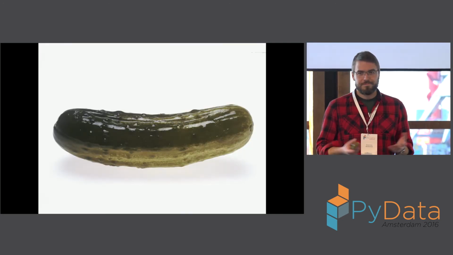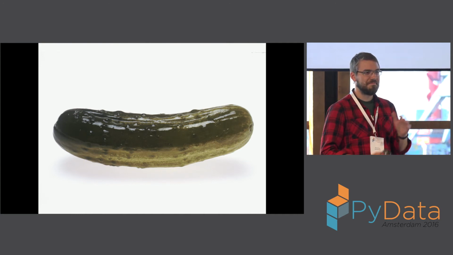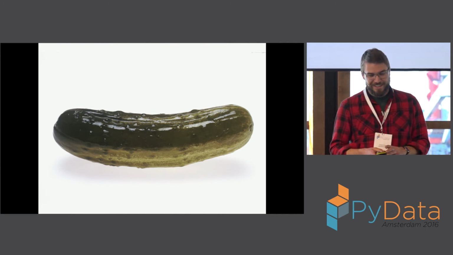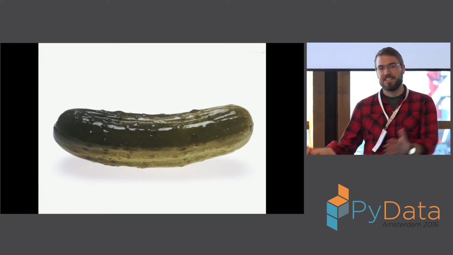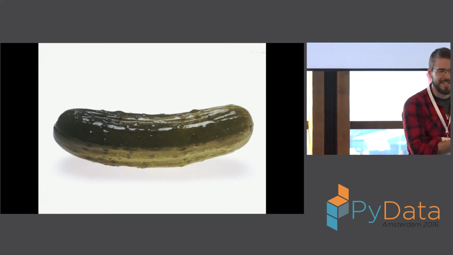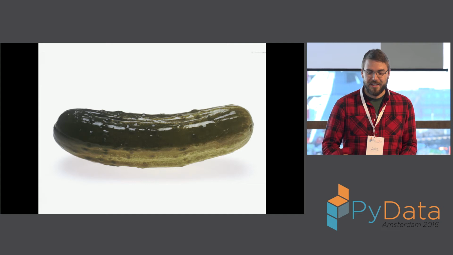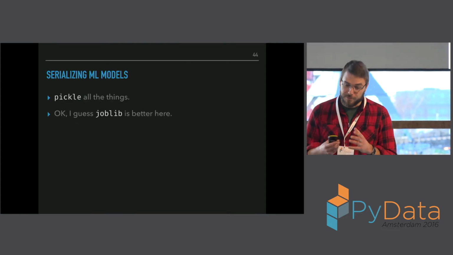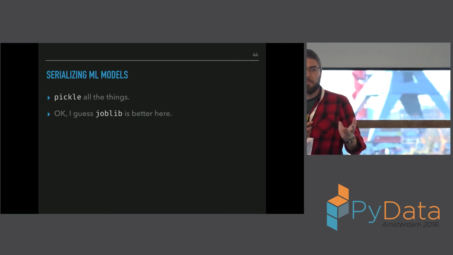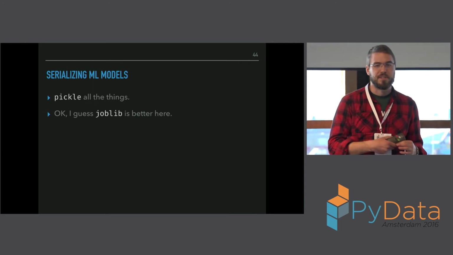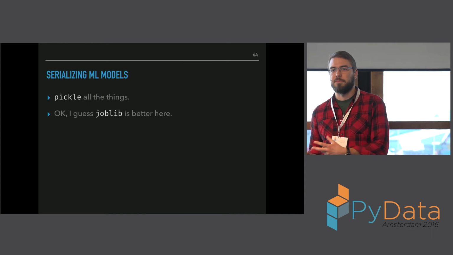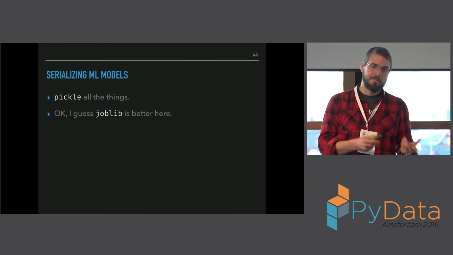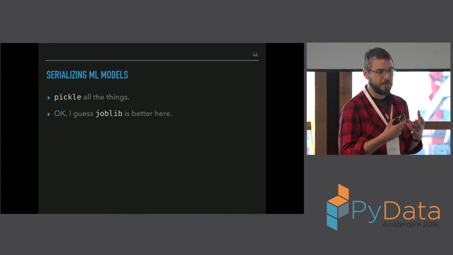So everyone knows what this is? This is a pickle. So the answer to how to serialize stuff in Python is pickle. Except that's not always a good idea, because there are a few reasons. First of all, there is this thing called joblib, which is actually shipped as part of scikit-learn, which is much more efficient at serializing NumPy arrays. So if you use joblib instead of pickle, your model will be smaller.